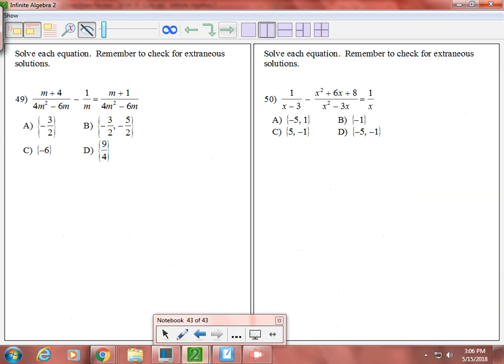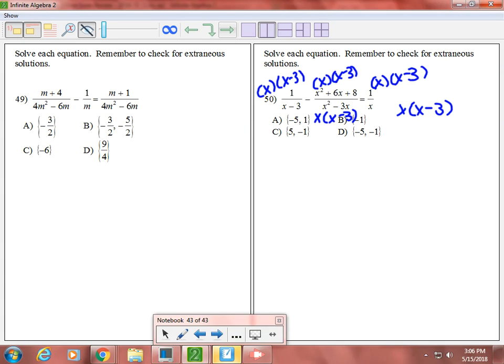And then number 50, our last one there. When you factor this, I take out an x, and I have x minus 3. So my common denominator is going to be x and x minus 3. So again, I have to multiply everything by x, x minus 3: x, x minus 3, x, and x minus 3.